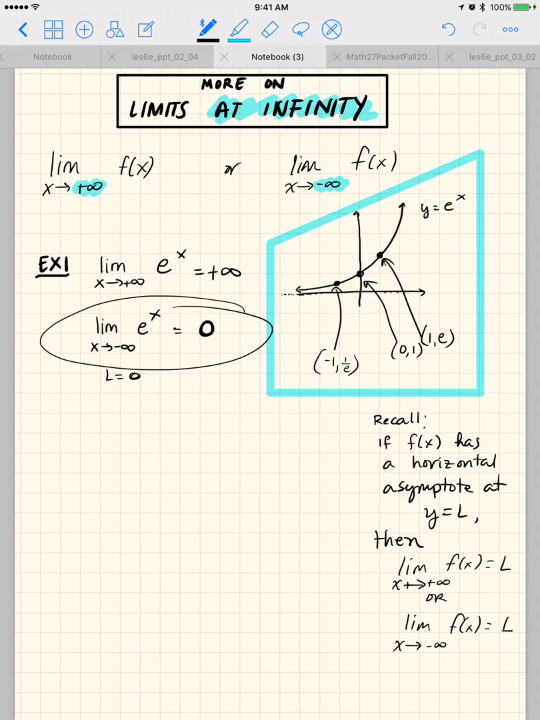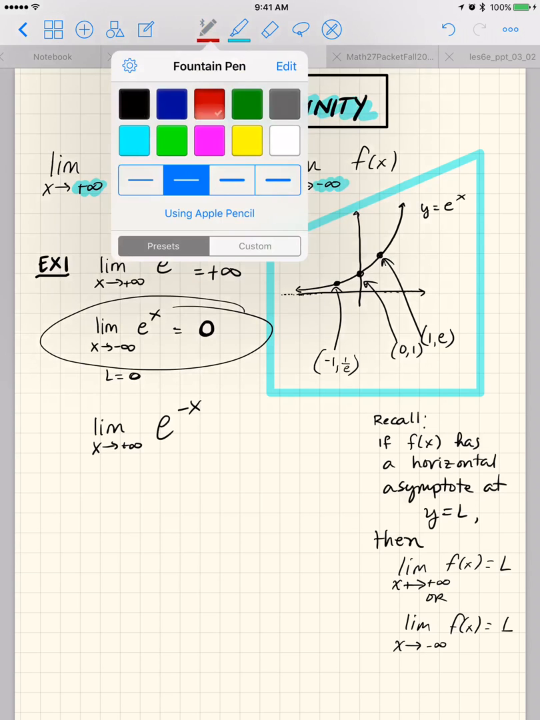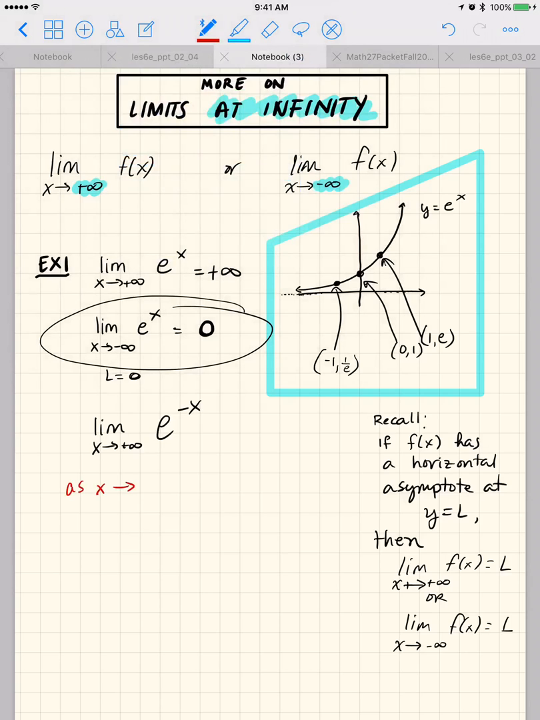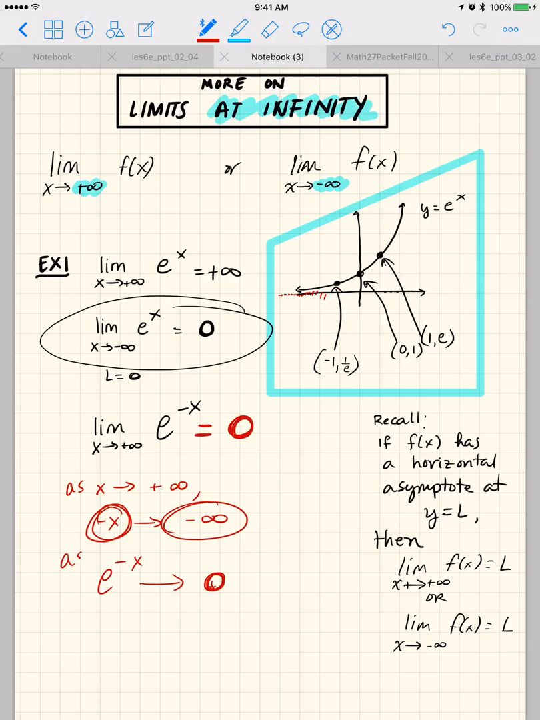Now let's look at the limit as x approaches plus infinity of e to the negative x. Here's how we think about this. As x approaches plus infinity, negative x is approaching minus infinity. Looking at our graph, as negative x approaches minus infinity, e to the negative x is going to be approaching 0. So we're going this way. What's happening to e to the negative x? It's going to 0. So this is equal to 0.